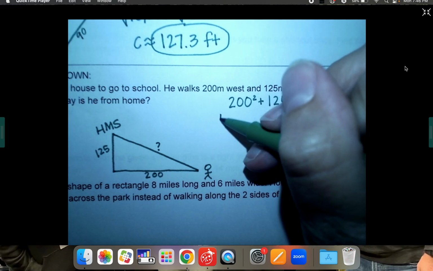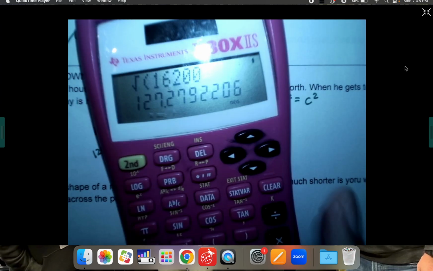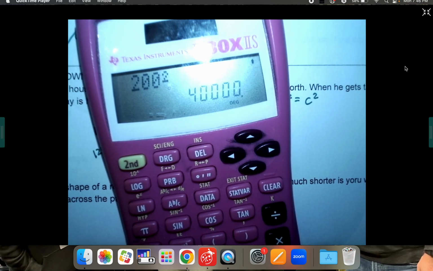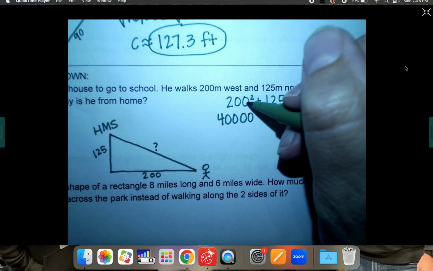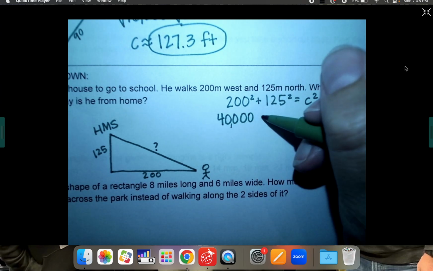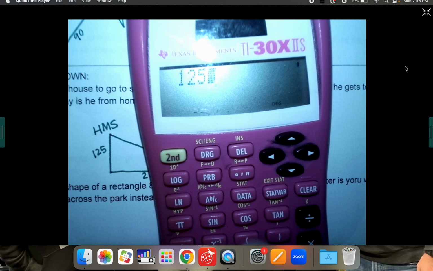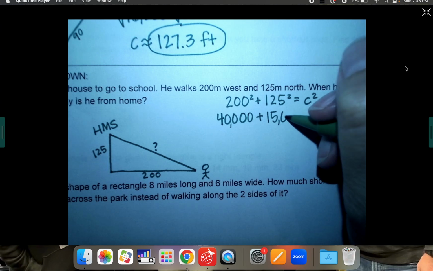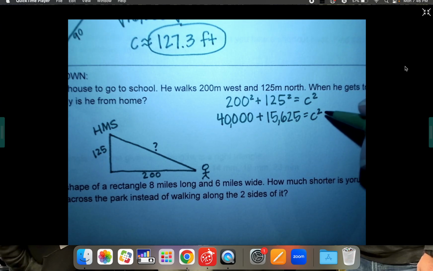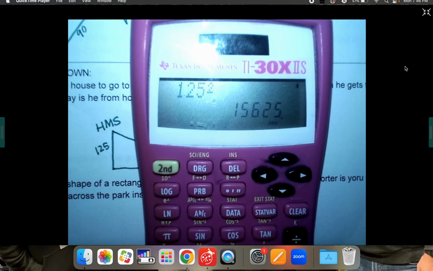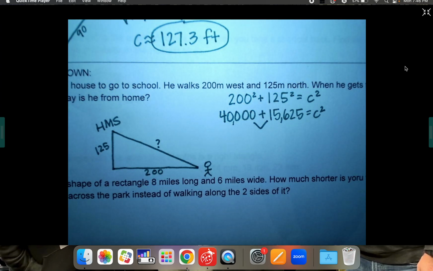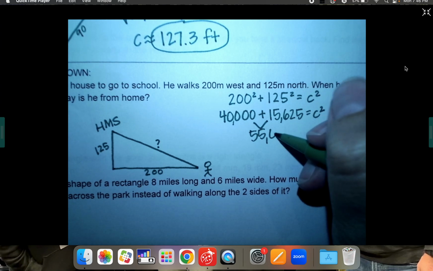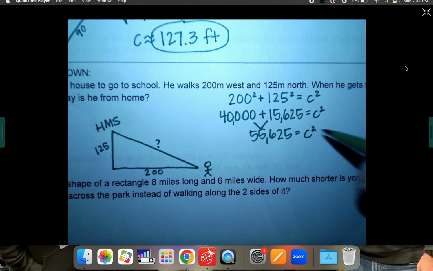So 200 squared is 40,000, yep, that's right. Two zeros doubled, 2 and 2. Plus 125 squared is 15,625. Okay, and then we're going to add these two together. So 15,625 plus 40,000 equals 55,625. And that is what c squared equals.